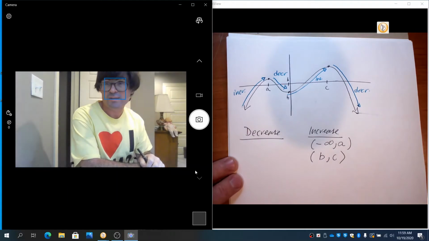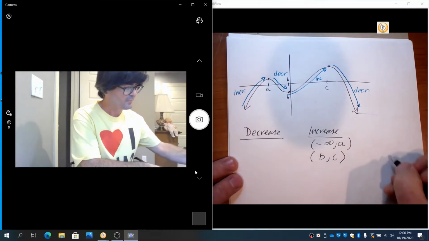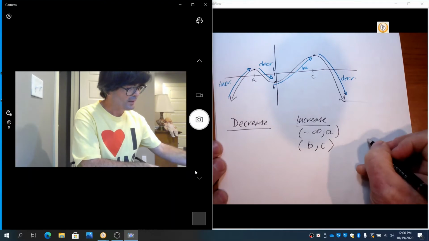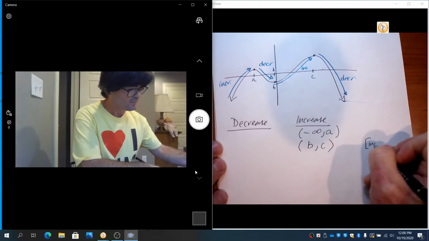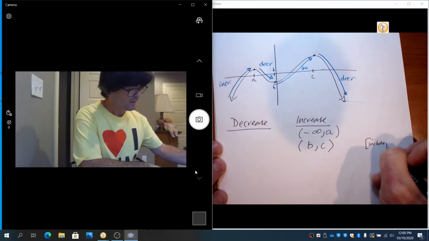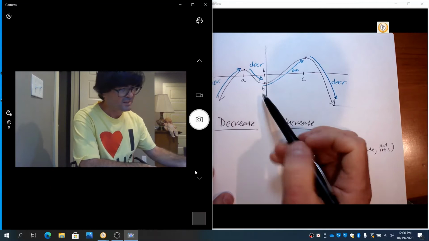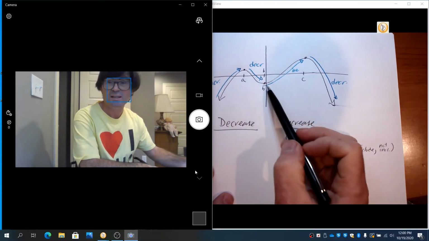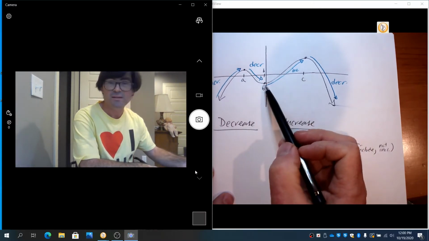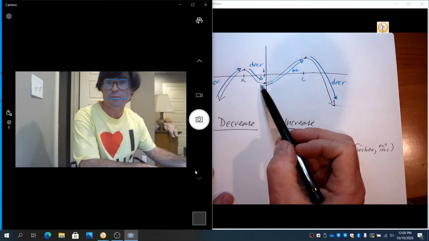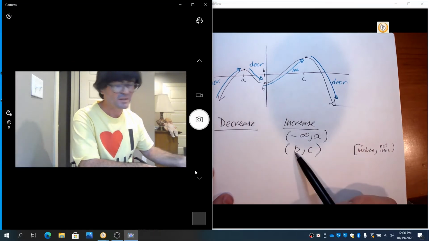Notice I'm using the parentheses, not the brackets. If I had a bracket, bracket means inclusive, and parentheses means not included. So, for example, B is where I change from decreasing to increasing, so B is neither decreasing nor increasing. That's why B is not included and has a parenthesis there.